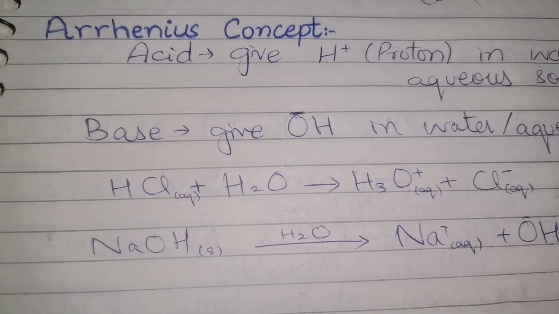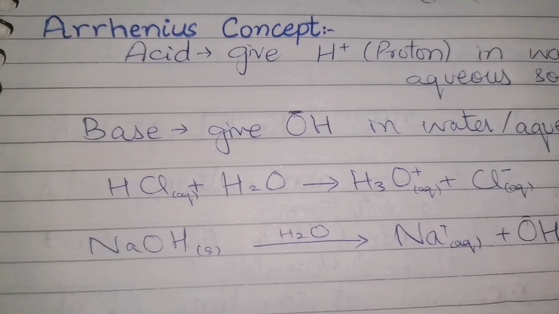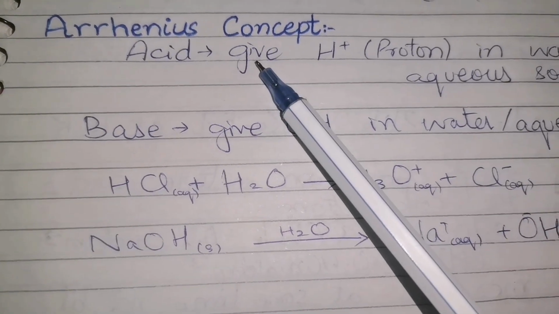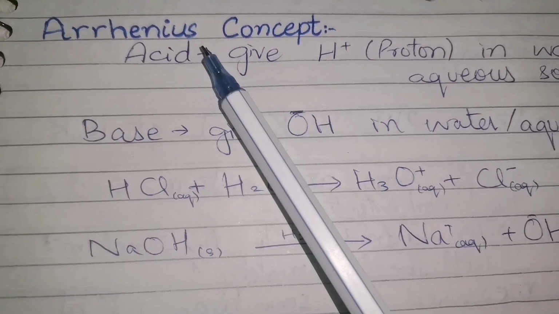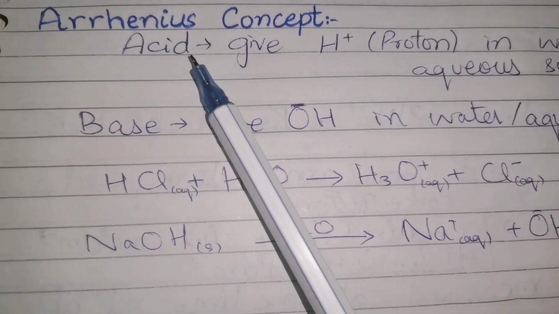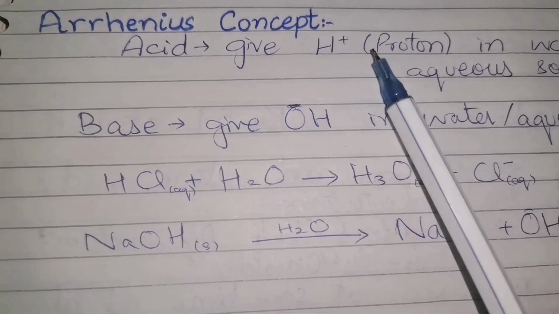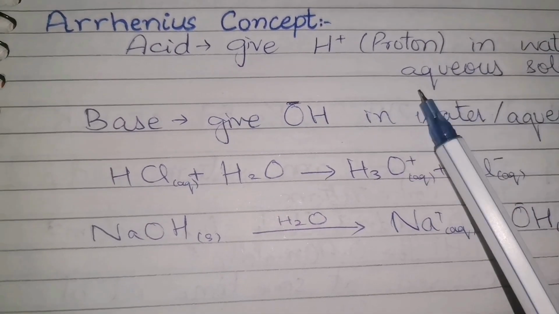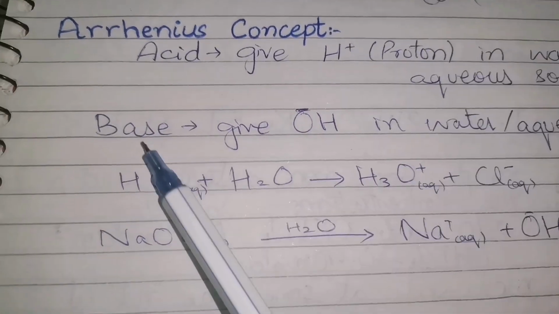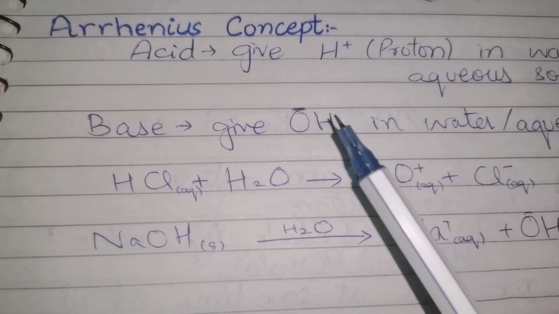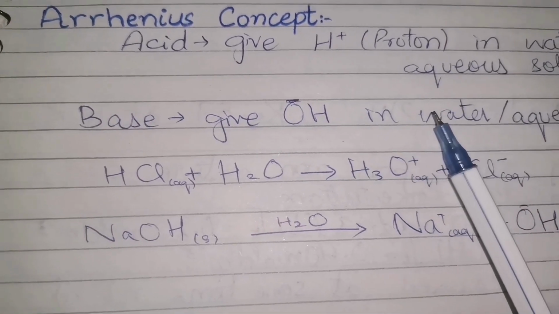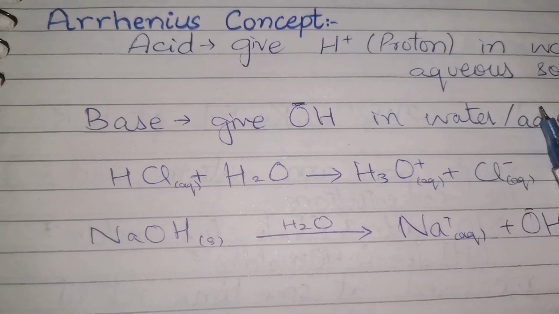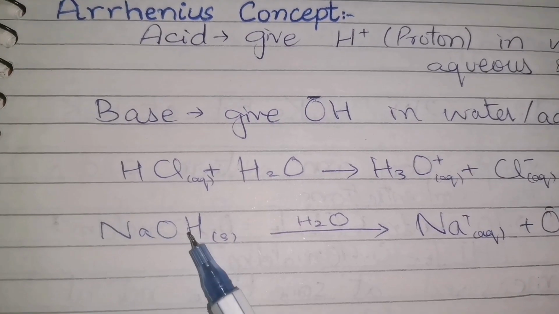In the chapter Acids, Bases and Salts, we study three concepts: the Arrhenius concept, the Lowry-Brønsted concept and the Lewis concept. According to the Arrhenius concept, an acid is a substance that gives a proton in water or aqueous solution, and a base is a substance that gives OH negative, a hydroxide ion, in water or aqueous solution. Let's first discuss the base.